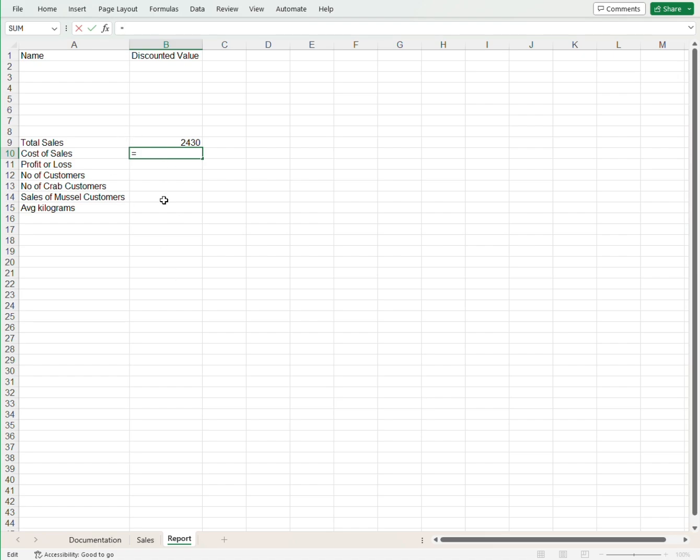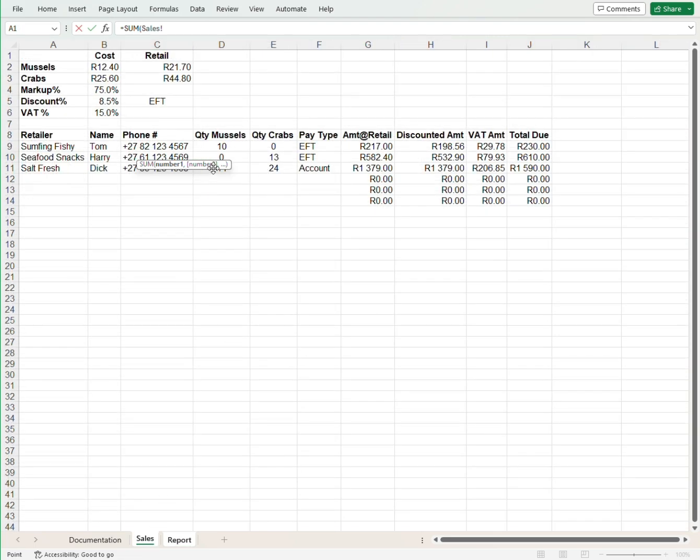Okay, so we are going to say equals to, and then we shall sum here, and then it's going to be sum of what? Sum of the goods that we have, the number of items that we have, for mussels, because we have two types of products, the mussels and the crabs. So we'll start by summing these. After summing these, you close your bracket because it's sum of a range, so you can't be using operators here. You can't be plusing, you can't be minusing here. It's sum of a range.